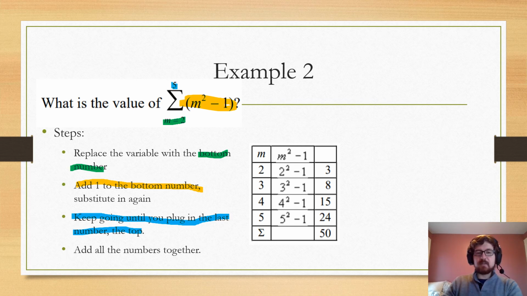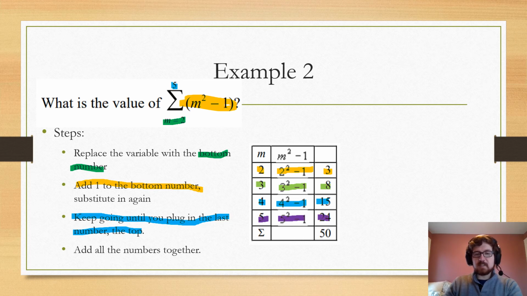So you'll notice that first you have 2, it's plugged into here, and you get 3. Next, you plug 3 in. Well, 3 squared minus 1 is just 8. Next, we plug 4 in. Well, 4 squared minus 1 is just 15. Last but not least, we plug 5 in. 5 squared minus 1 is 24.